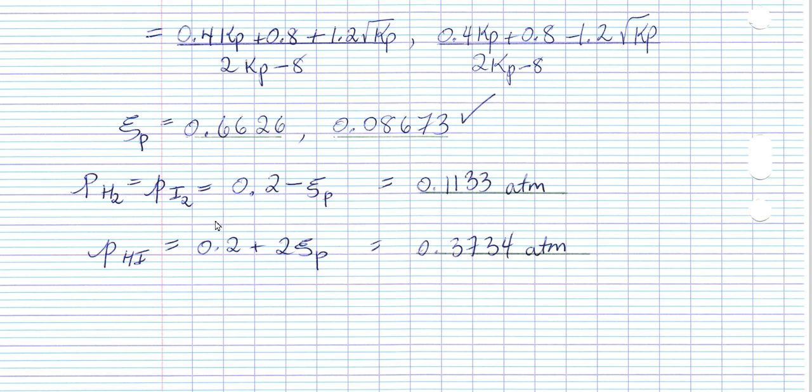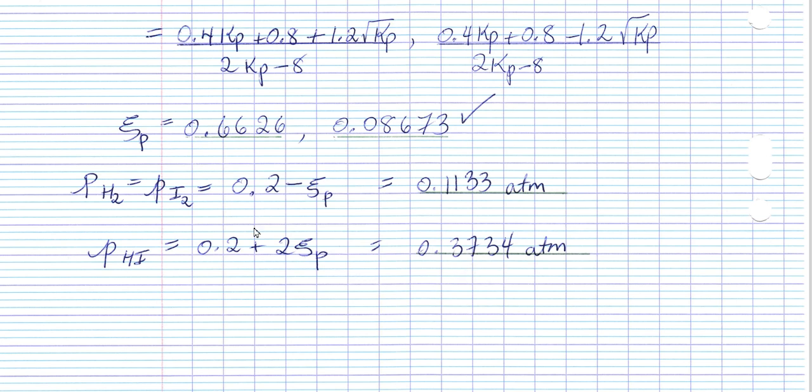Now, going back and writing again the expression for the partial pressures of each species at equilibrium, we have for hydrogen and iodine, that expression is 0.2 minus extent of reaction. So 0.2 minus 0.66 would give a negative value of pressure, which is not physically possible. So the physically possible root of the system is 0.08673. And making these substitutions into the expressions for the species partial pressures in terms of extent of reaction results in the answer as follows. The partial pressures of hydrogen and iodine are 0.133 and of HI is 0.3734 atmosphere.